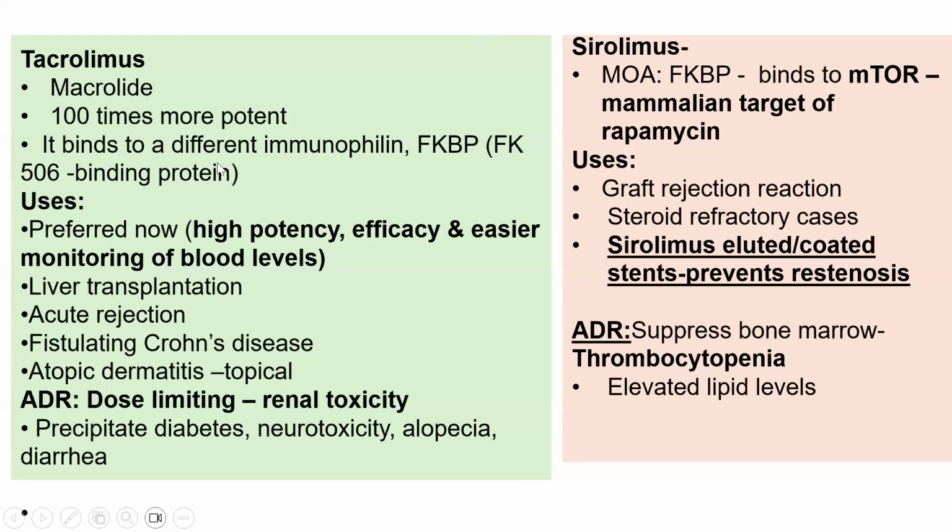Tacrolimus is also a calcineurin inhibitor, but it binds to a different protein called FKBP, the FK506 binding protein, and tacrolimus is a macrolide. It is more potent compared to cyclosporin. The dose limiting toxicity is also renal toxicity, but compared to cyclosporin, it is less.